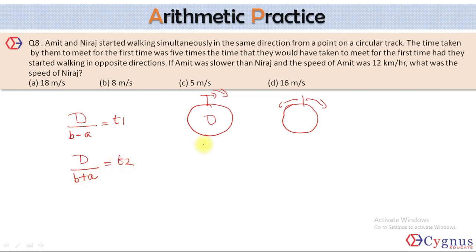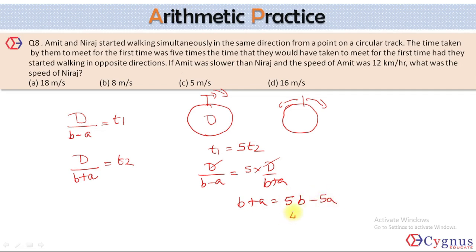And what's the relationship given? This time is 5 times of this time. That means T1 is equal to 5 times of T2. Let's put the values here. D upon B minus A is equal to 5 into D upon B plus A. D will be cancelled out. When you cross multiply, what you will get? B plus A is equal to 5B minus 5A. So 4B is equal to 6A. So what is A by B? You get 4 by 6, that is 2 by 3.